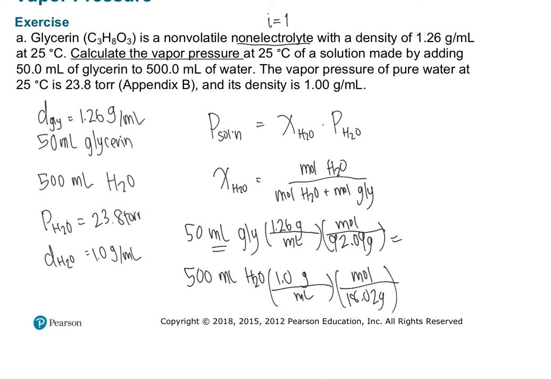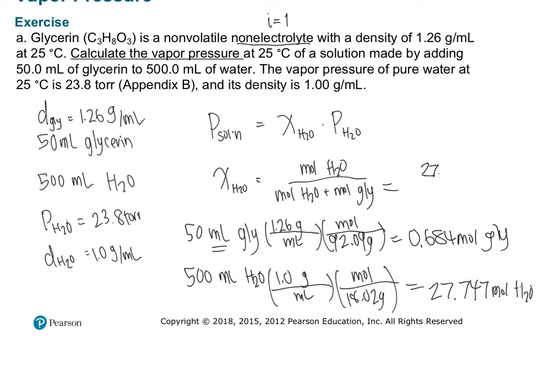So after calculating it, I get 0.684 moles of glycerin and 27.7547 moles of water. So then I could plug that in up here.